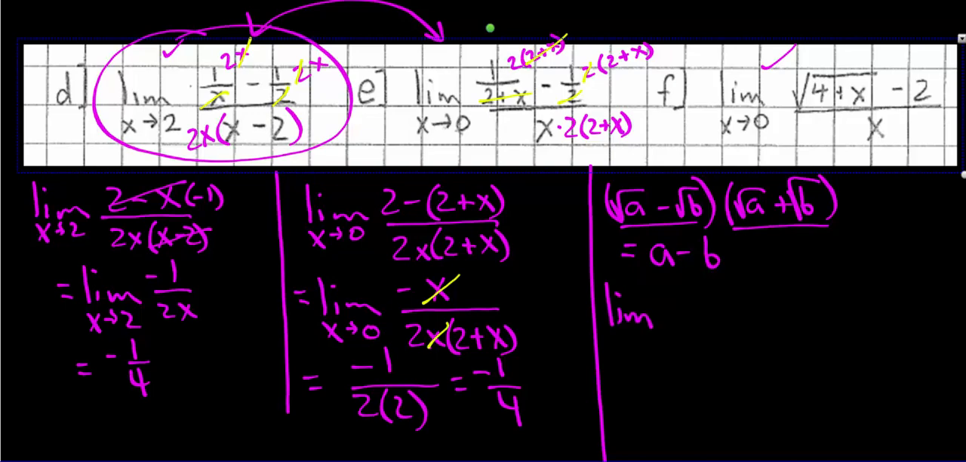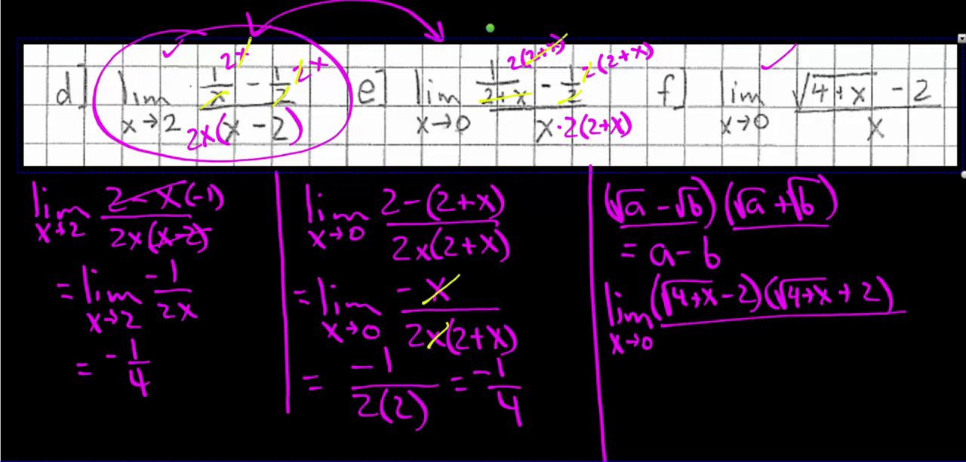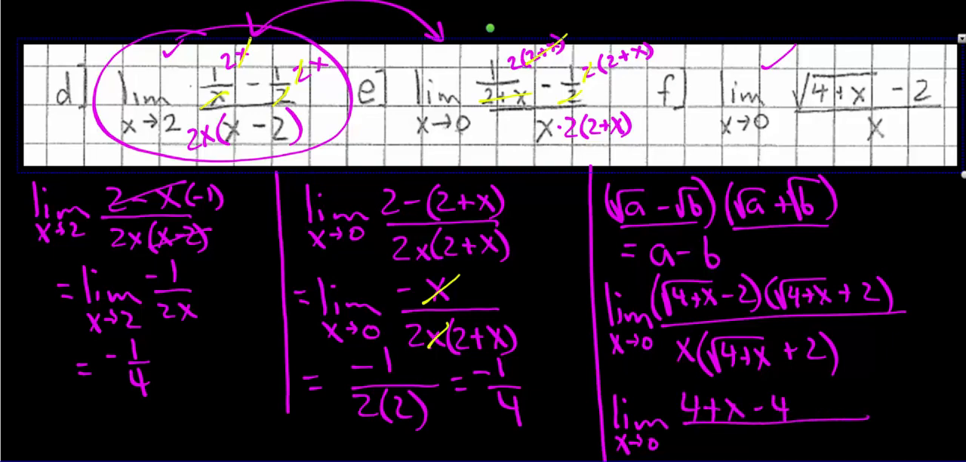We've got the limit as x goes to 0 of (square root of 4 plus x, minus 2) times (square root of 4 plus x, plus 2), and we do that same thing to the bottom: square root of 4 plus x, plus 2. See, I do that to the top and the bottom. And what I get up top is the first term squared, which is 4 plus x, minus the second term squared, all over all this on the bottom. And we don't want to multiply this out. Just leave it as it is.